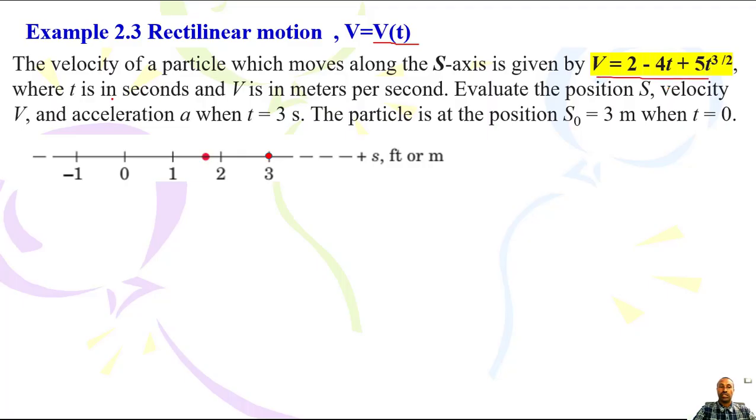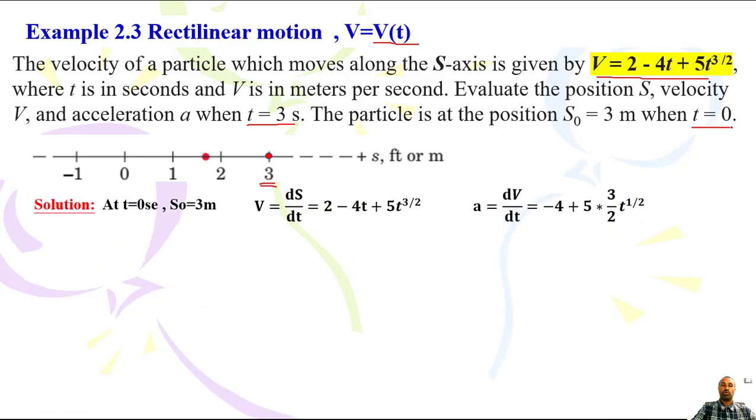Then where t is in seconds and v is in meters per second, evaluate the position s, velocity and acceleration when t is 3 seconds. The particle is at the position s0. Initially, x0 will be 3 meters when t is 0. So you will consider this position. So at t0, s0 will be 0. This is the given initial condition.